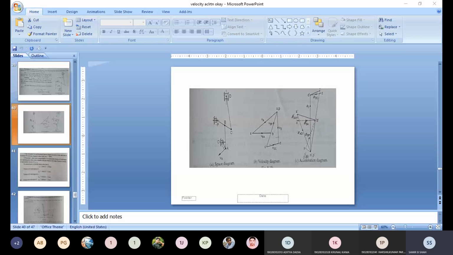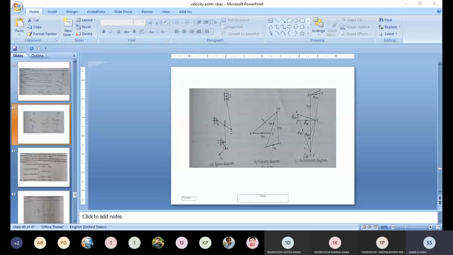Join P dash B dash. The vector P dash B dash represents the acceleration of the point B. The vector P dash to B dash represents the acceleration of the point B.